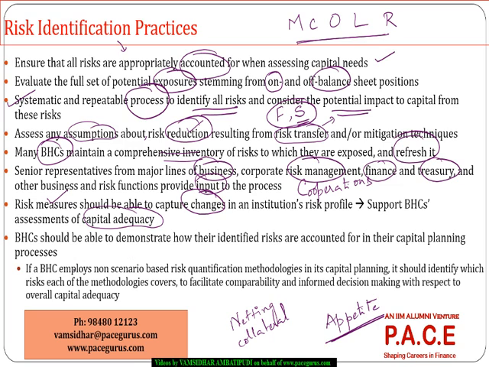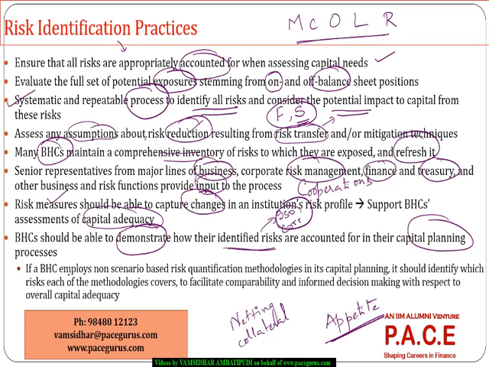And finally, all these bank holding companies should be able to demonstrate, whatever the risks that they have identified, how are they mapped to the capital planning process. Each of the risks, including isolated as well as the correlation between them. So how each of the risks that they have identified, how is it being mapped to the capital planning process?